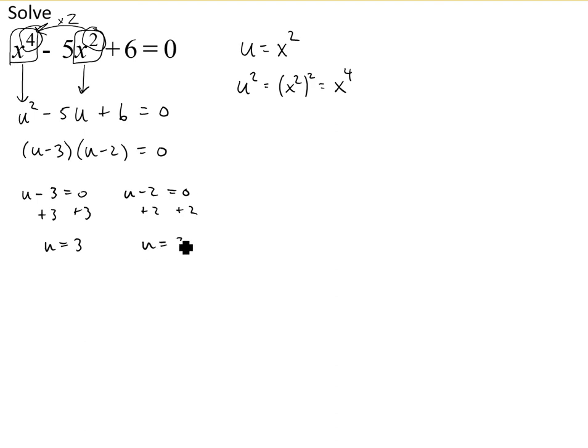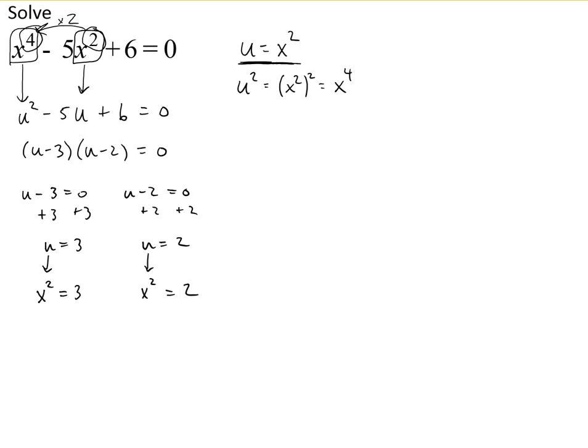But now we have to keep in mind that we were not trying to solve this originally for u. We were the ones that stuck a u into the problem. So we need to solve this equation for x. So this is where I go back and look at that substitution that I made, and I see it written down up there as u equals x squared. So now I'm going to go back and put x squared in place of the u. So u was x squared. So I actually have x squared equals 3, or x squared equals 2.